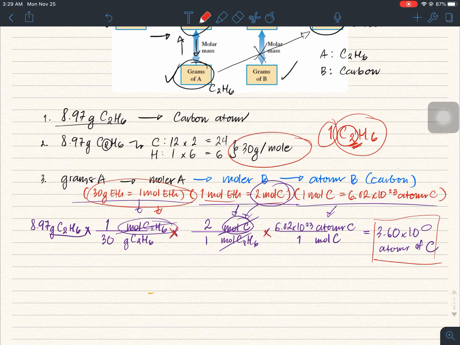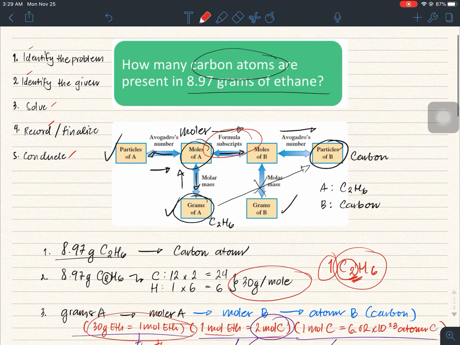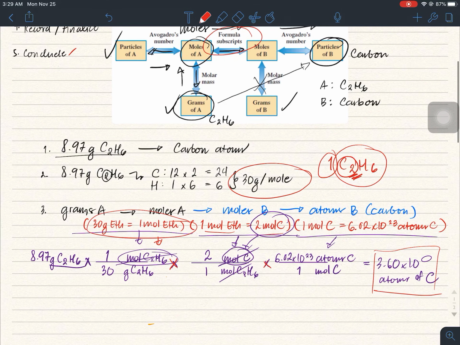And finally, number 5, we get to conclude. We just simply have to say, get the problem, say, in 8.97 grams of ethane, there are 3.60 times 10 raised to the power of 23 carbon atoms. And that is simply your interpretation. So that has been your stoichiometric analysis or stoichiometric conversion guide.